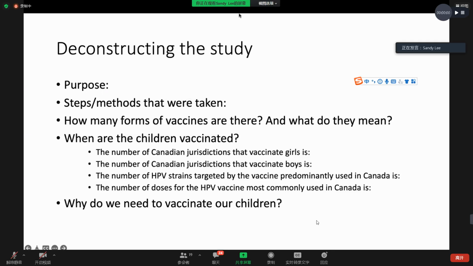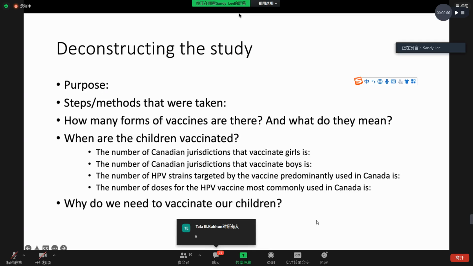Y'all are killing it. Okay, so now let's go through some nitty-gritty details. See if you've all paid attention to the papers. The number of Canadian jurisdictions that vaccinate girls are... So when do they get vaccinated? For girls, 13, okay, correct. And then for boys? Oh, divide that by 2. Yes.